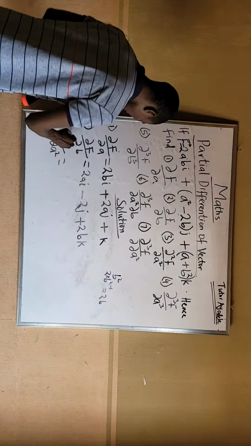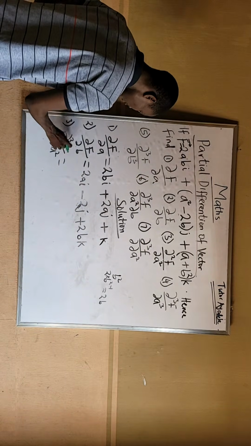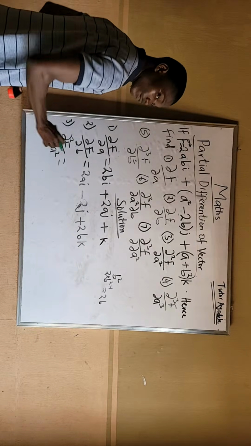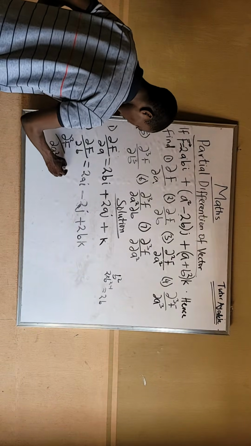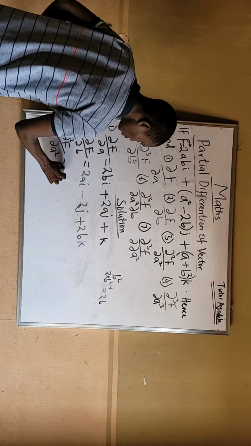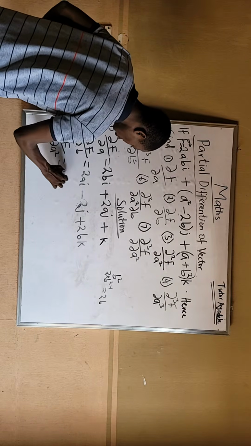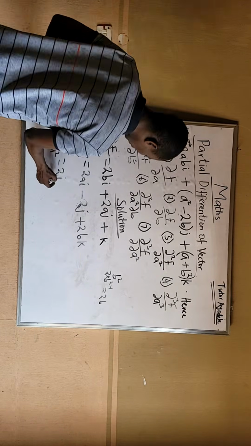So the partial derivative of f with respect to a for the second one is given to be 2j. That is our final answer to that.